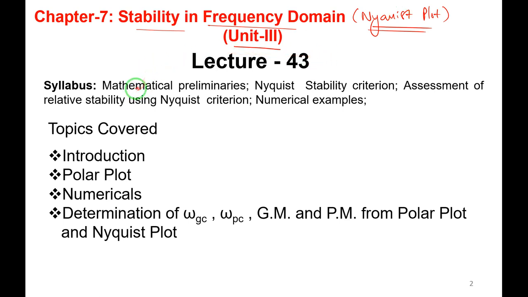The syllabus here: mathematical preliminaries, we will be studying that. Nyquist stability criterion and assessment of relative stability using the Nyquist criterion, and numerical examples.